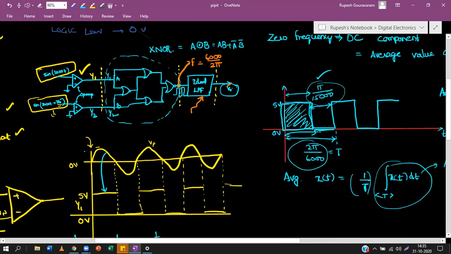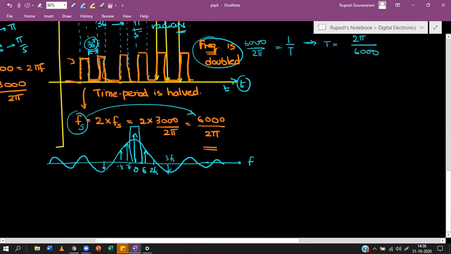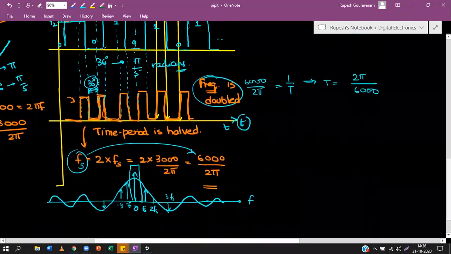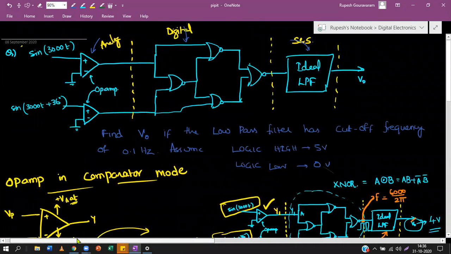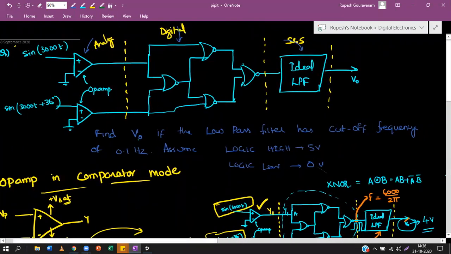So what is the value of V naught here, which is asked in the question? This is 4 volts. That is the end of the question. So let me revise the question once again. Here the given question is this. Find the value of V naught here if the low pass filter has a cutoff frequency of 0.1 hertz. Assume logic high as 5 volts and logic low as 0 volts.